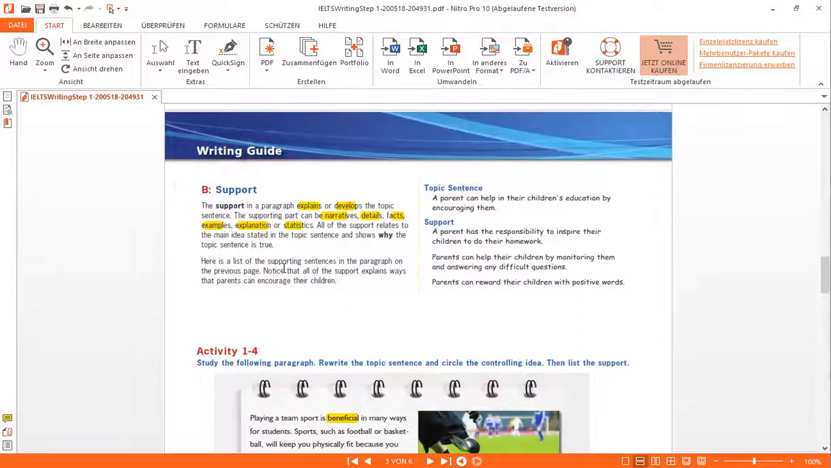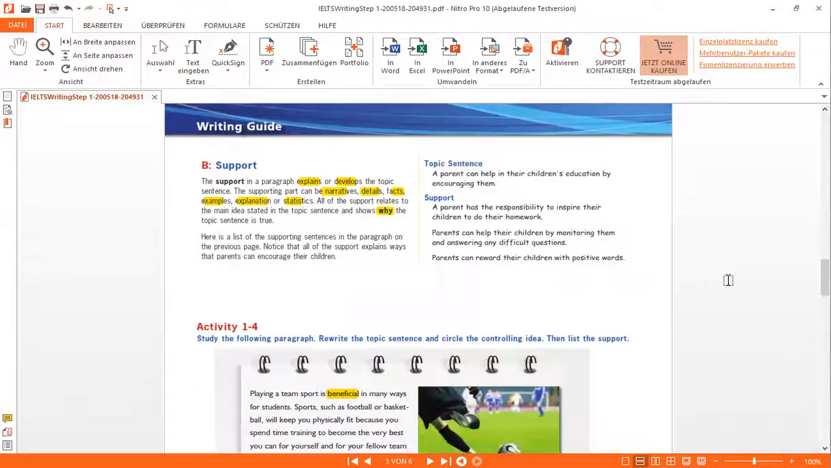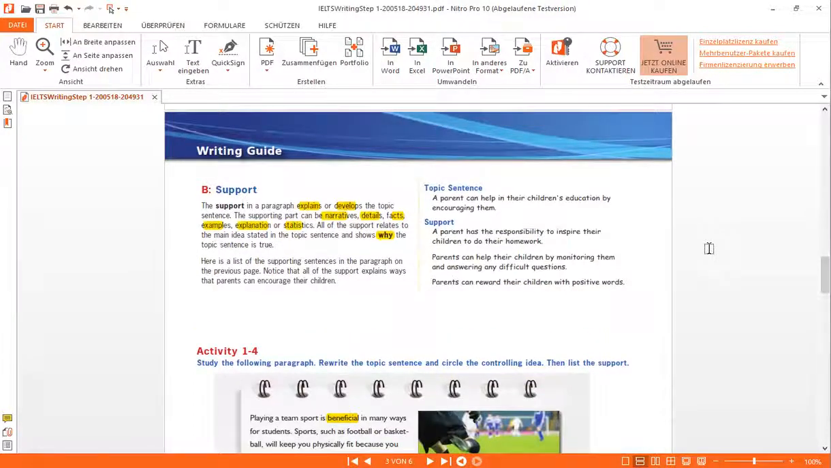So the supporting sentence basically explains why you state that opinion, so why the controlling sentence or the topic sentence is true, okay? So let's look at some of these tools at work. We read our topic sentence, and our topic sentence had encouraging children in their education as the controlling idea. Now, in our supporting part, we're going to look at how you do this. How do you encourage kids?